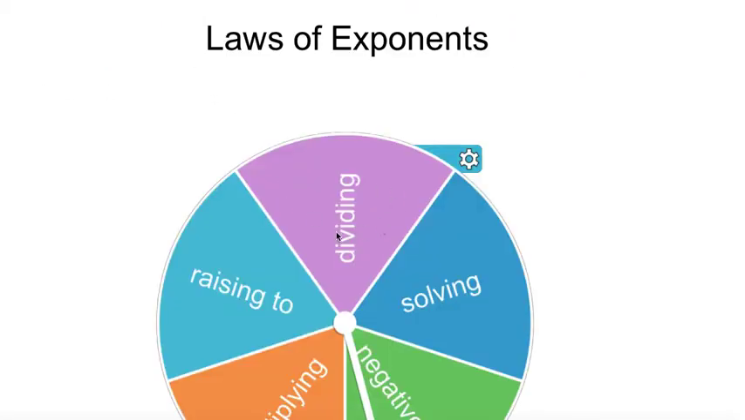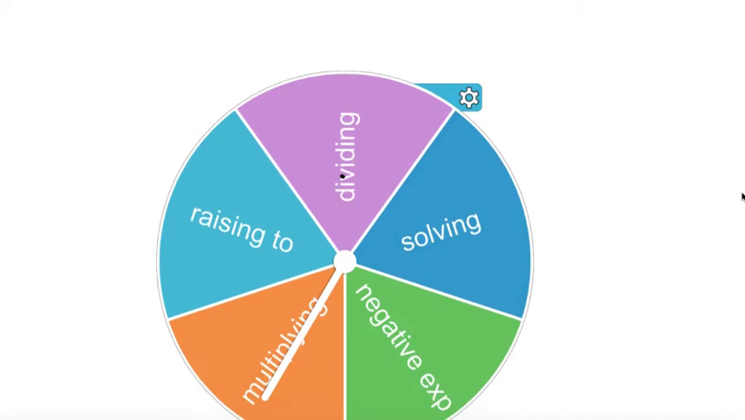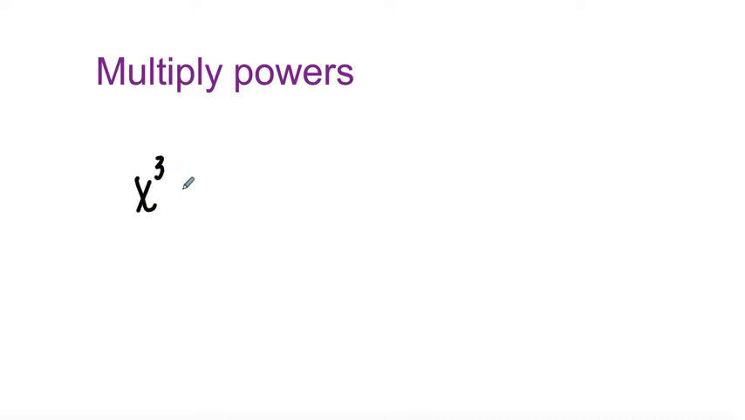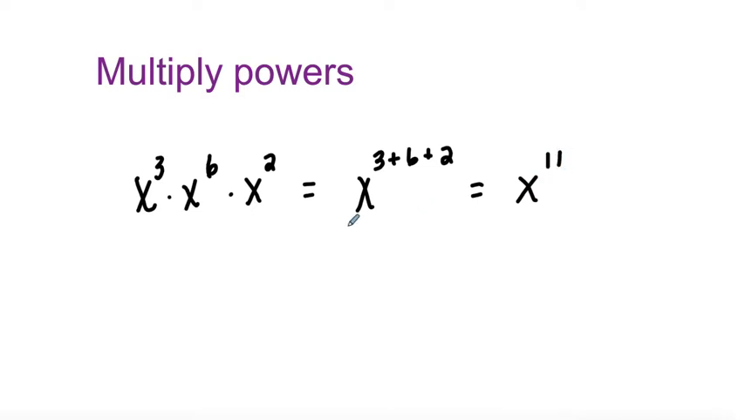All right, so going back to those laws of exponents, where should we go next? We should go to multiplying exponents. That's where we started, with multiplying powers. If I give you x cubed times x to the 6th times x to the 2nd, we know that power times a power, we add those exponents. So power times a power, add them. So 3 plus 6 plus 2 gives me x to the 11.